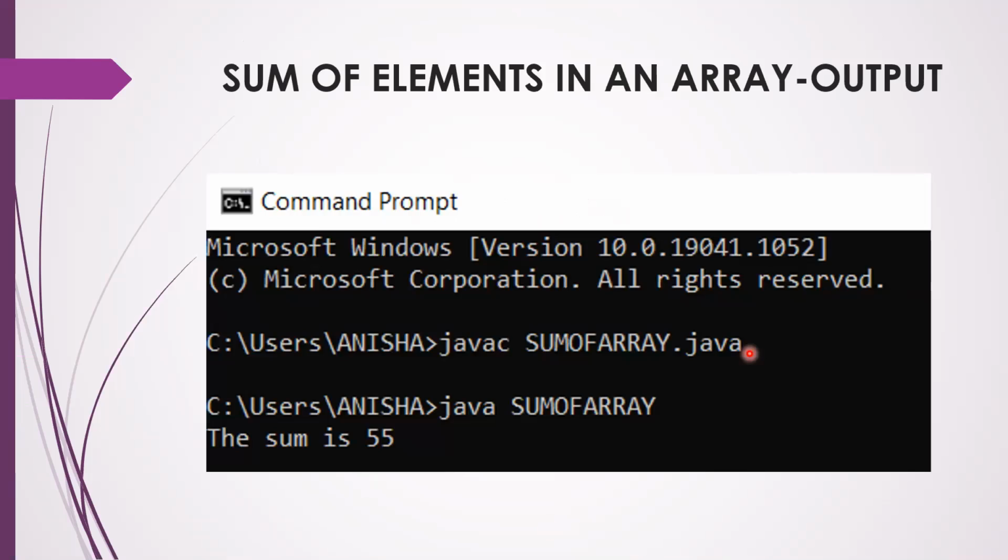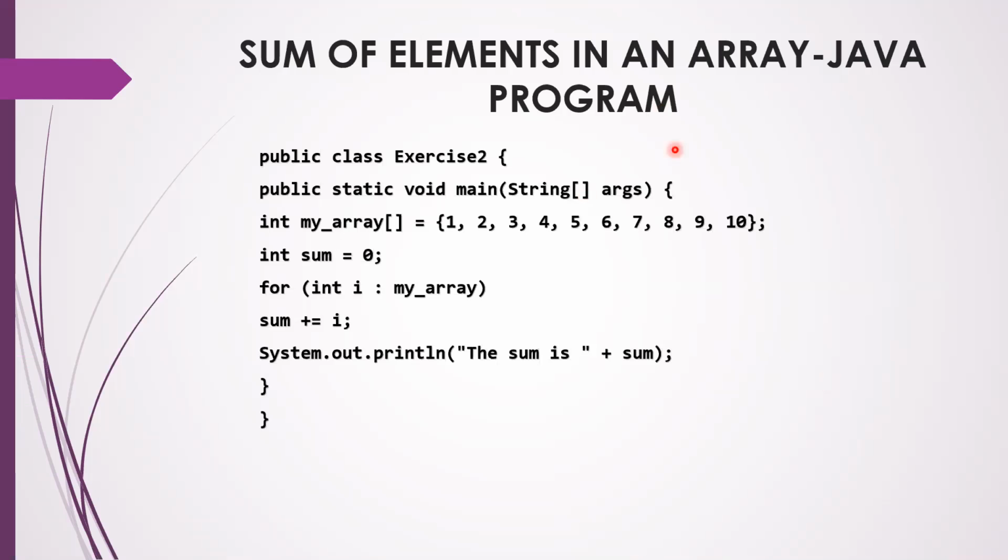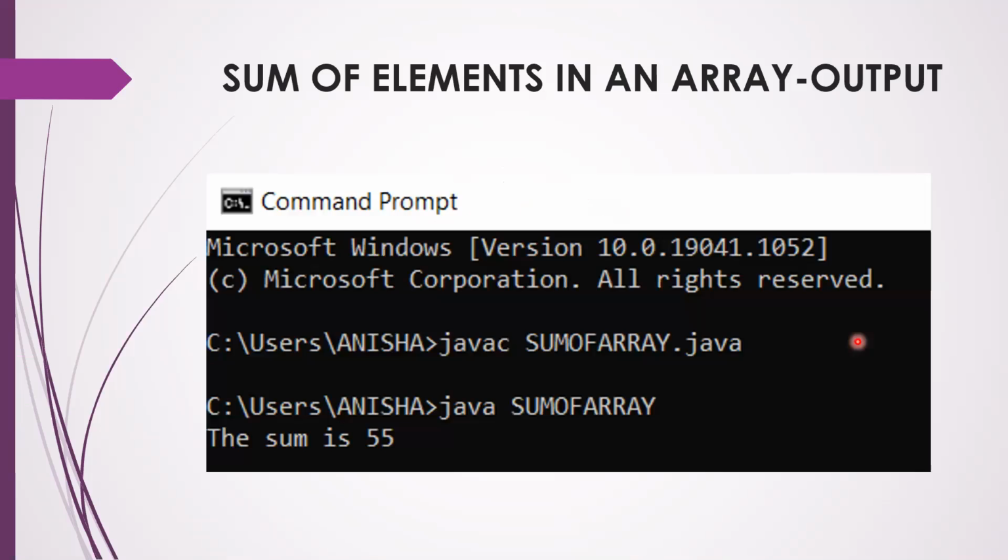So I'll repeat once more this sum of elements in an array algorithm. You have to declare the array variable with elements and other essential variables, and you have to loop through the array elements and add to the sum variable. Print the value inside the sum variable. So you have this program here. We have to declare the array as follows, and then the sum, and then you have to add at each iteration to the sum value, and then we finally print the sum.